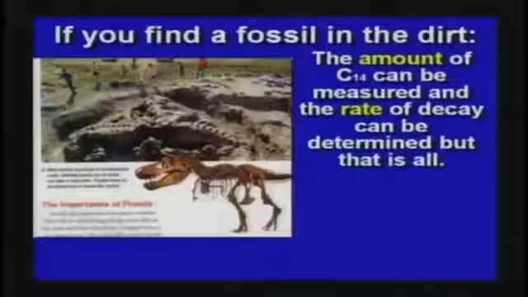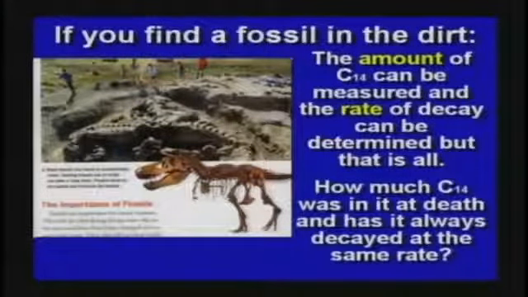If you find a fossil in the dirt, the amount of carbon can be measured, the rate of decay can be determined. I don't argue with either of those. How much was in it when it lived? I don't know. Has it always decayed at the same rate? I don't know. Has it been contaminated, sitting there in the ground for all these millions of years? There's no way to know those things.